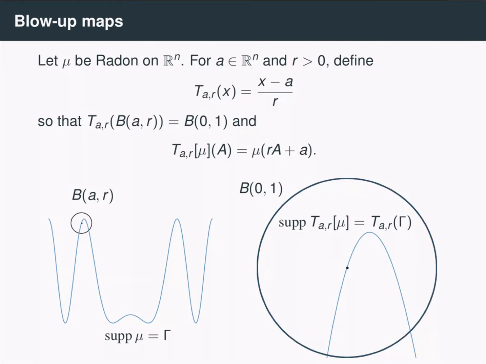So the push forward measure of mu under this map will also have its support translated and scaled up to the unit ball, and the support of the push forward measure will equal the blown up version of gamma, that is, the image of gamma under this map. Notice that even though we've translated and enlarged the support of the measure under this transformation, the measure of the ball has not changed. That is, the push forward measure of the unit ball is equal to the original measure of the ball B(a,r).